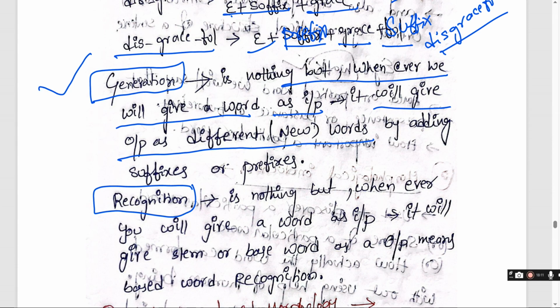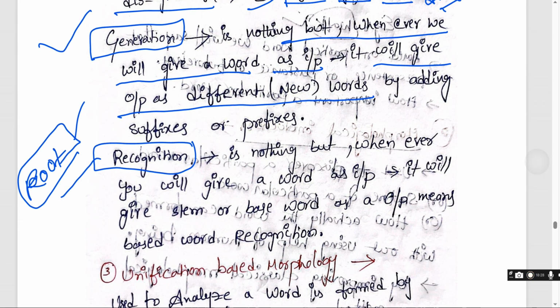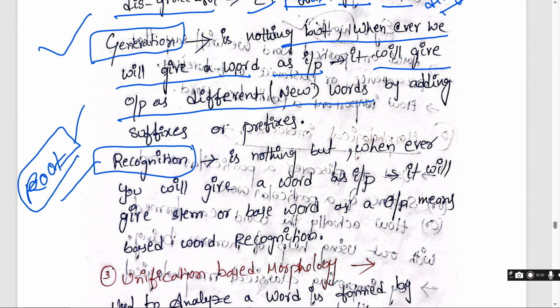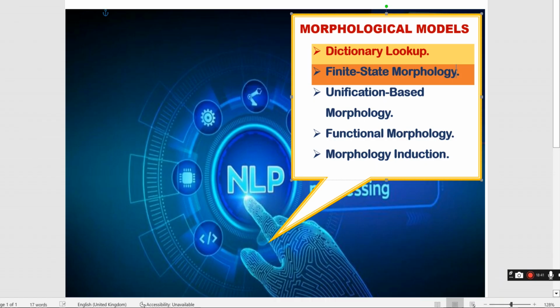Then recognition. Whatever word you give as input, it will give the root word as output. That means here we are recognizing the root word, or base word. So that is the concept of recognition. So this is about the finite state automata theory of your morphological model.